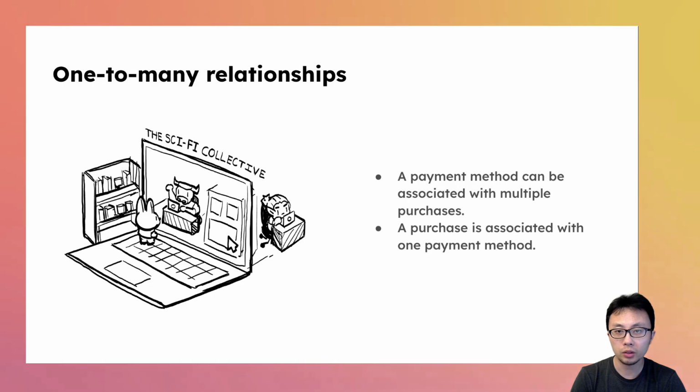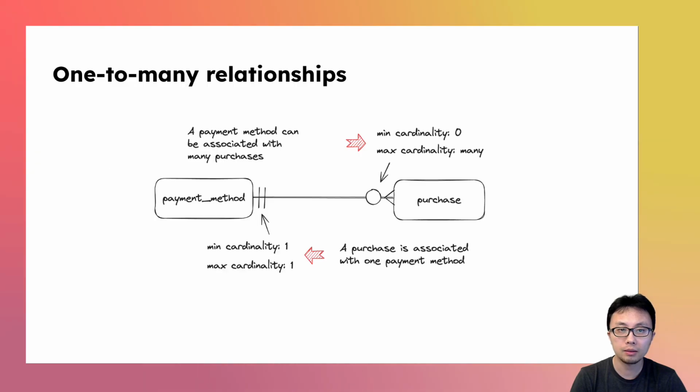A payment method can be associated with many purchases. A purchase is associated with one payment method. It's simply another classical one-to-many relationship. If you follow the same steps to establish the two individual directional relationships and merge them as one, you will have something like this.